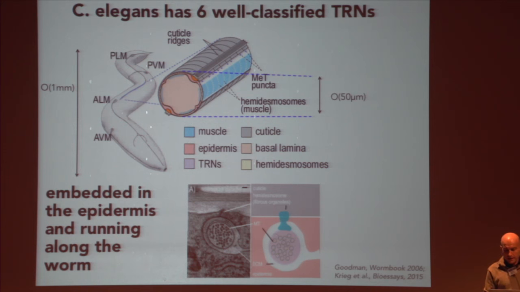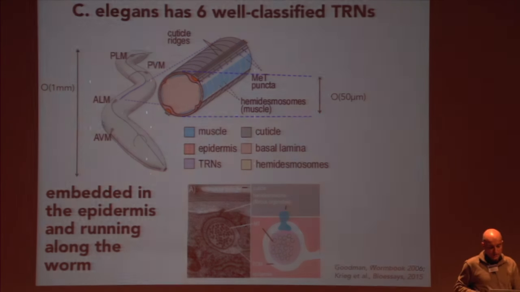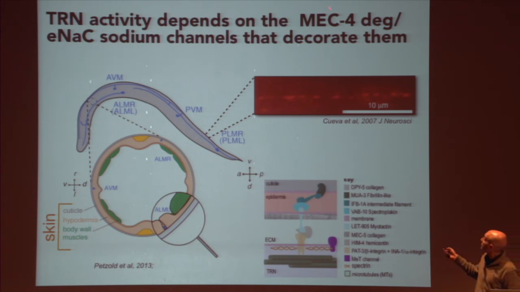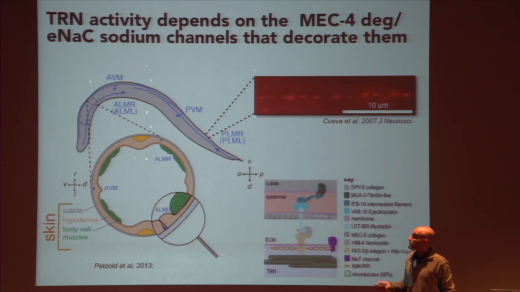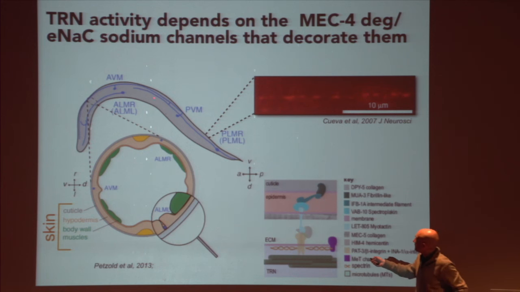Now you can do mutants, and you can start chasing the molecules that are involved in the response of these neurons. There are a number of them, but one is particularly important, which is the channel itself, called MEC4. It's a sodium channel that is amiloride sensitive. You can see it has been stained here along the neurite, which runs along the body. And then you have these MEC4 channels.